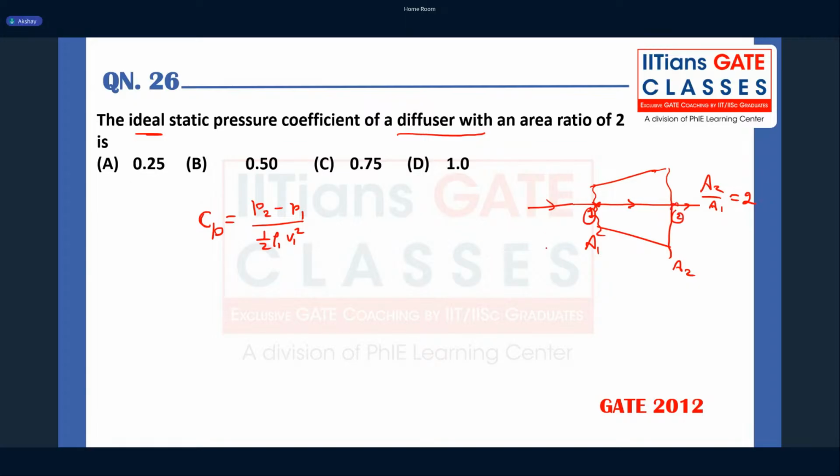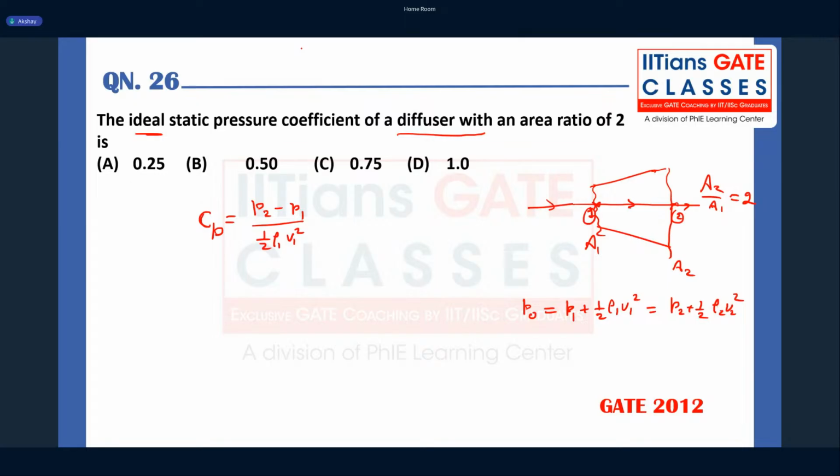All I'm interested in this one, I can use the Bernoulli's equation. I know it is ideal, so I'm just assuming there is no losses involved. So P naught can be written as P1 plus half rho 1 V1 square should be equal to P2 plus half rho 2 V2 square. One of the things that is missing in the question is they should have mentioned it's pure incompressible. In that case, I can assume rho 1 is equal to rho 2 for pure incompressible flow.